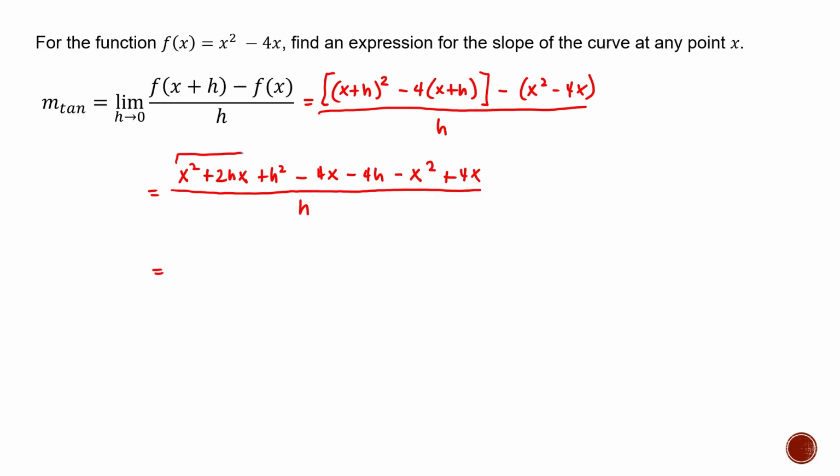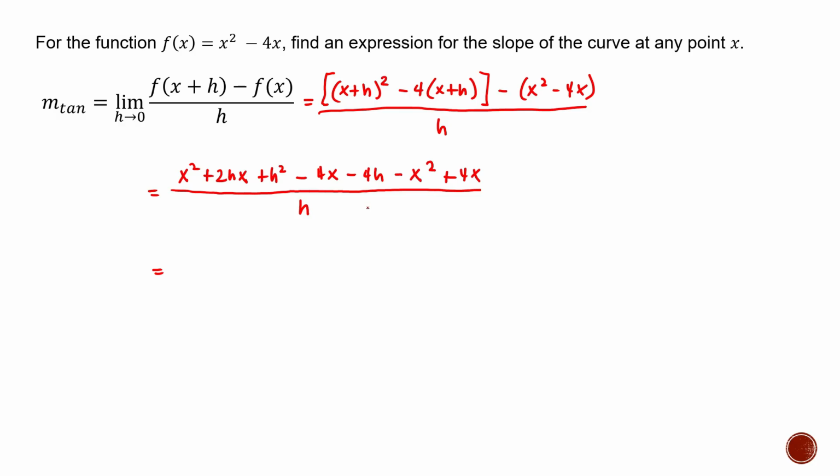Now before we proceed, let's see what happens here. This is the expansion form of this one, right? Use the FOIL method if you want to make sure that that's the equivalent of this. And this part here is because we distribute that negative 4 to x plus h. So negative 4 times x is negative 4x, negative 4 times h is negative 4h. And of course, minus, we just distribute the negative sign, so it'd be negative x squared plus 4x.